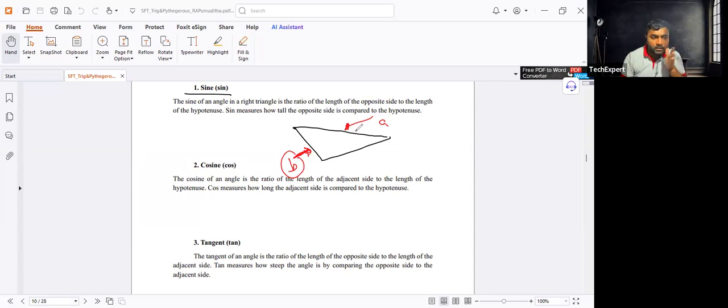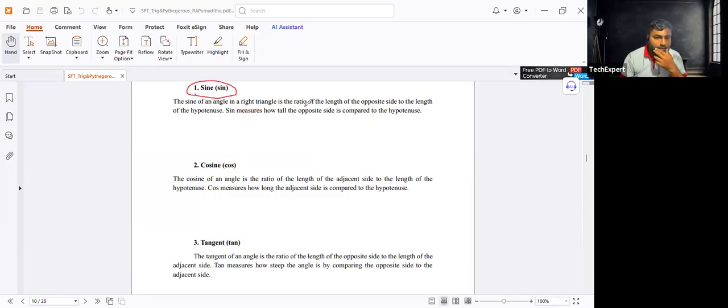So, according to that, we have made some formulas. But the basic is that one. We are talking related to some length of a triangle. Understood? That is the basic.